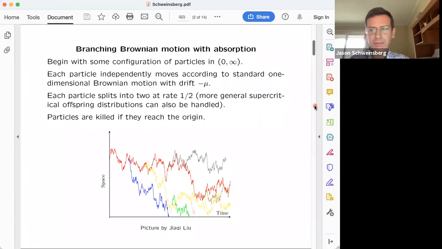So here's a picture of the process created by my graduate student Jiaqi Liu. In this example, we begin with just a single red particle. It moves according to standard Brownian motion with drift for an exponentially distributed time, and then it splits into two particles, one red and one blue. Then those particles move according to independent one-dimensional Brownian motions with drift until they divide, and so on. And here we can see that the blue particle reached the origin and was killed, but we also have some particles that are still alive at the end of the picture.